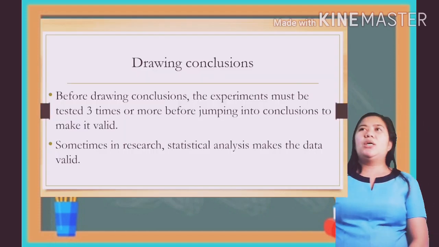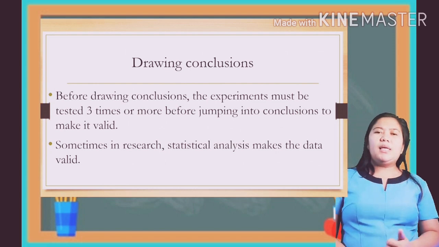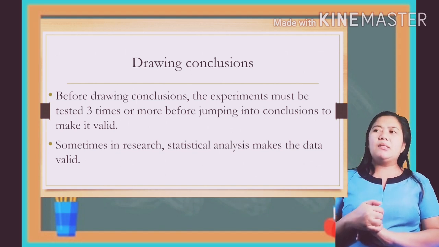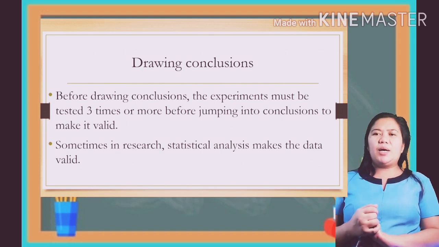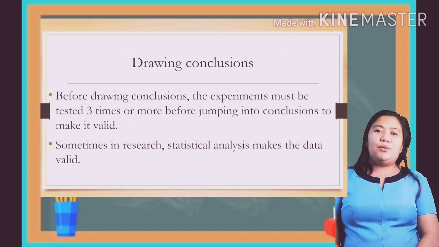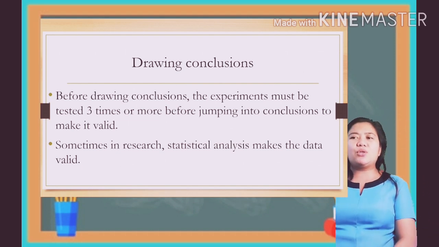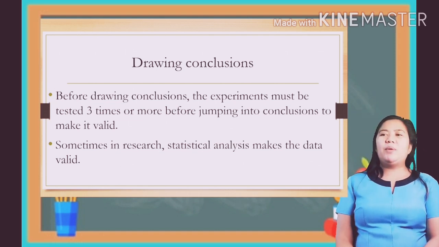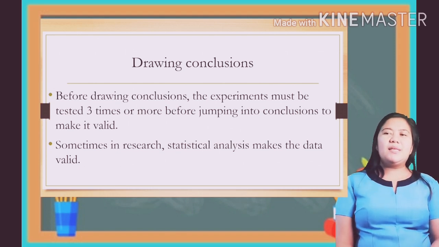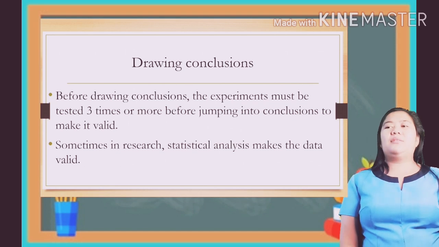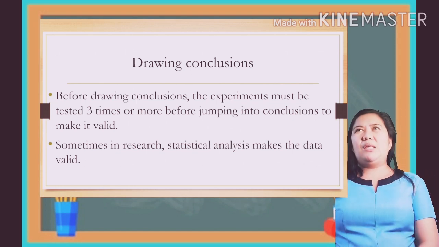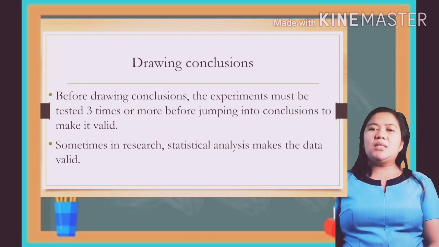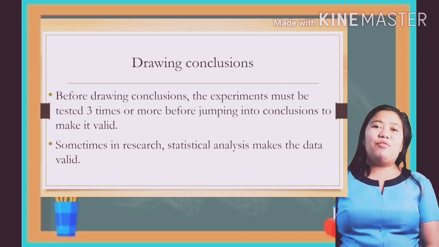Now, after which you get the data weekly or monthly from the factors or from the dependent variables that were changed from your independent variables, now you are ready to draw your conclusion. So before drawing conclusions, the experiments, again, must be tested 3 times or more before jumping into conclusion to make it valid. Sometimes in research, statistical analysis makes the data valid. So no need to repeat the data 3 times or 4 times. Statistical data analysis on a research makes the data valid.